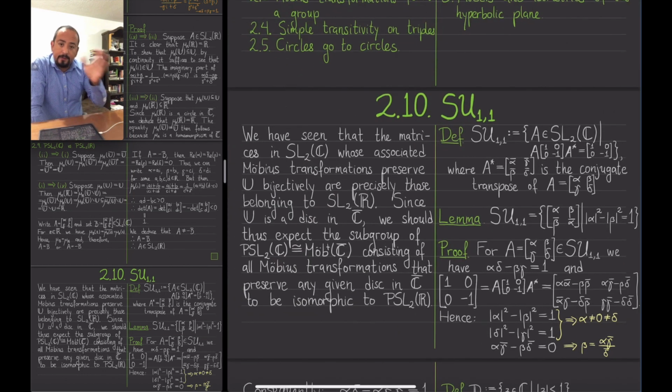Of course, this discussion on the dimensions of SU11 is not very formal, but we should expect it to have dimension 3, right? Just like SL2R has dimension 3, right? Because it has 4 real parameters, but the condition that the determinant is 1 says that actually you only have 3 free real parameters. Okay.